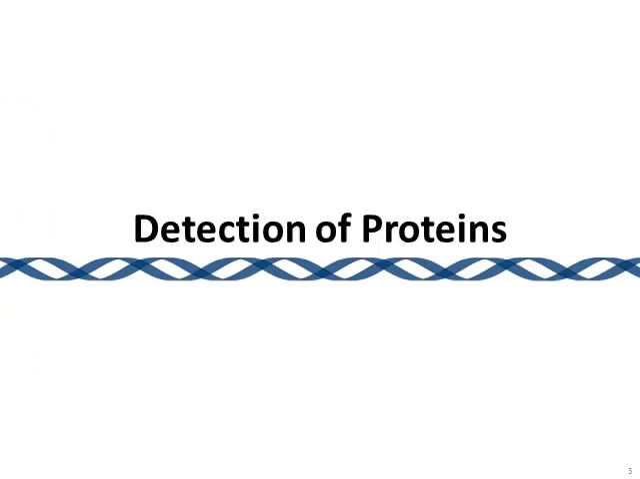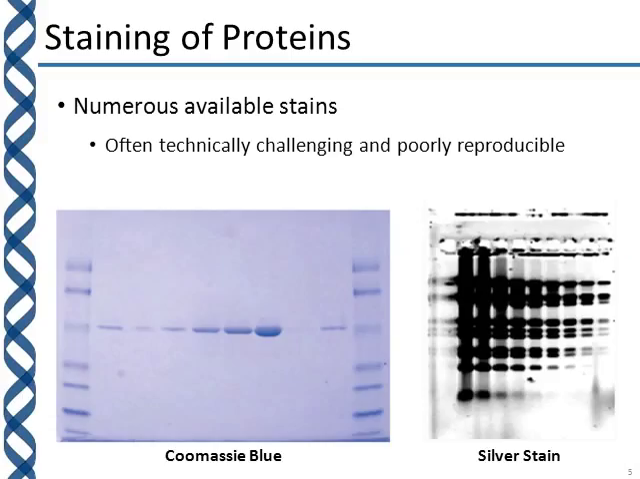So first, the detection of proteins. Staining. In terms of staining of proteins, there are numerous available stains. These are often technically challenging and tend to be poorly reproducible. Here we show examples of the two most commonly used stains for protein gels, Coomassie blue and silver stain.